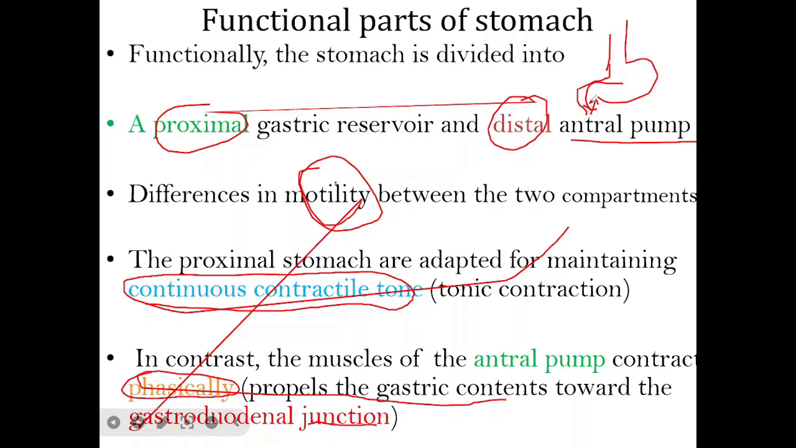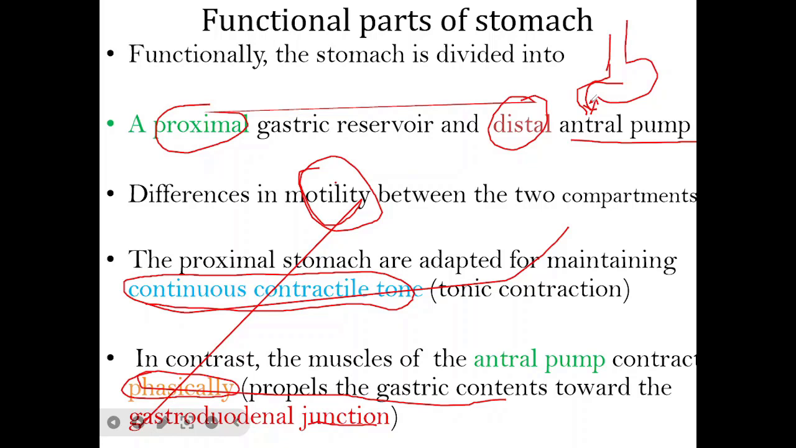You see, the second type of motility, I mean contraction, what do we call it? We call it phasic contraction. So this phasic contraction in the stomach is important to push the gastric content towards the duodenum junction. Functionally, we divide the stomach into two: the proximal part and the distal part. The proximal part is mainly the body part, and the distal part is the antrum part. It serves to push the stomach content to the intestine.